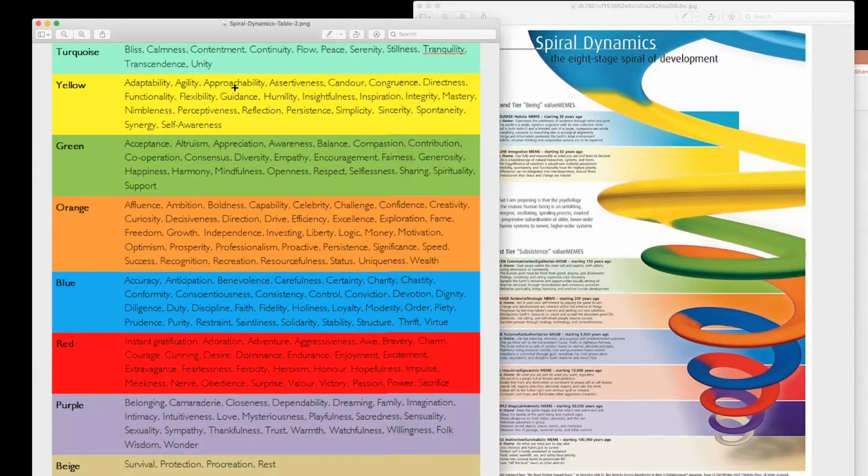But the day will come, they believe, that reflection and simplicity, sincerity, congruence, approachability, agility, these kinds of things will be the values that govern the way our society operates. And that if we continue along that spiral, we should be able to reach the highest spiral dynamic currently identified. And that's where bliss and calmness and flow and peace and serenity, tranquility, transcendence, unity actually does exist.